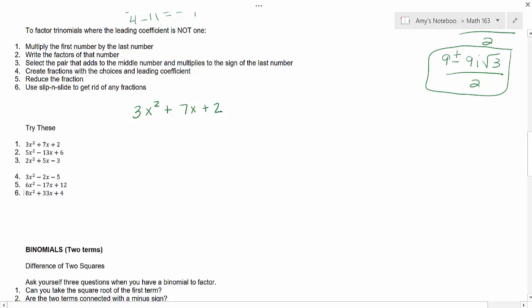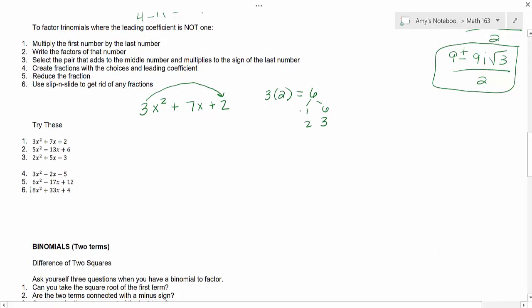And I want to walk through these steps with you. So the first thing that we do is we multiply the first number times the last number. 3 times 2 is 6. Factors of 6 are 1 and 6, 2 and 3. Select the pair that adds to the middle number. So what's going to add up to 7? 1 plus 6 will give me 7.